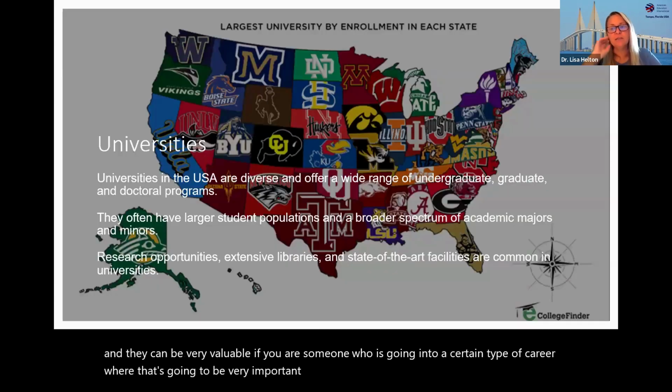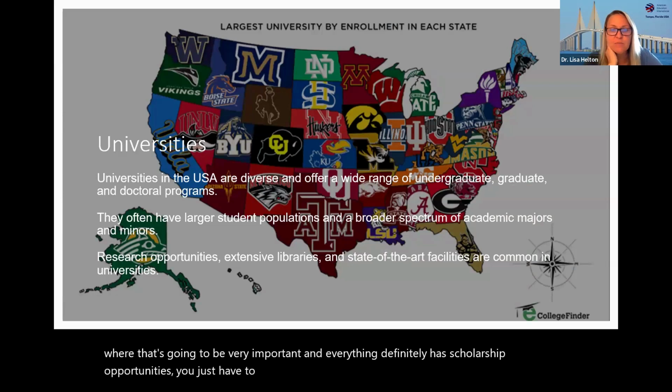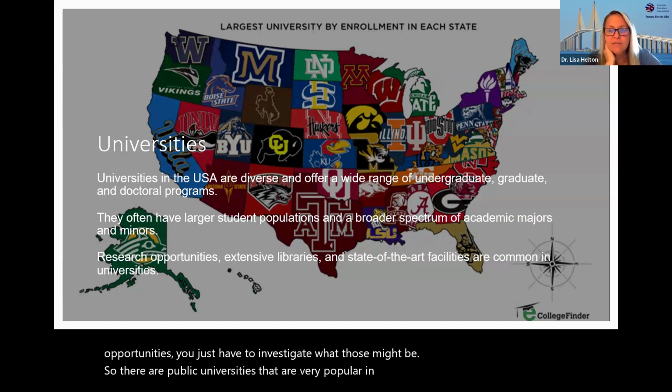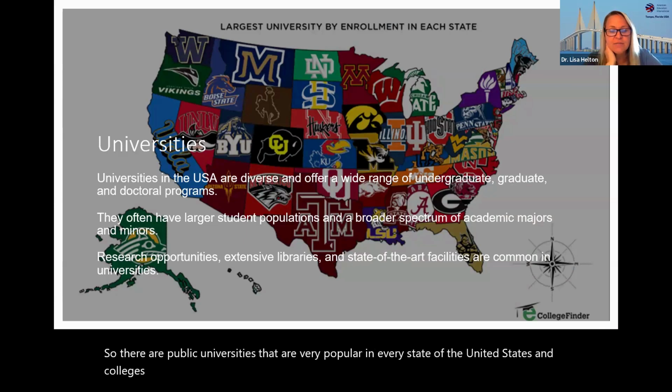And everything definitely has scholarship opportunities. You just have to investigate what those might be. So there are public universities that are very popular in every state of the United States, and colleges, and you'll notice that there is a wide range or a spectrum of majors and minor degrees in each one.